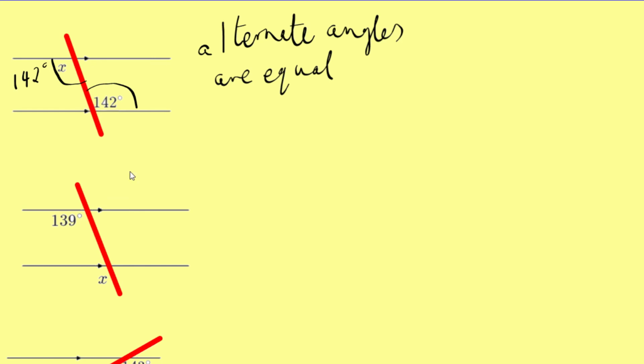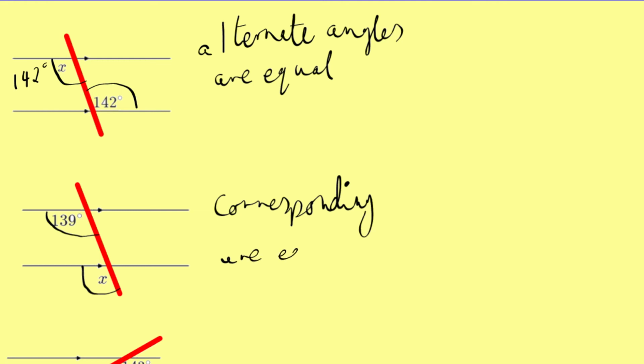Okay. Here we have, again, the line cutting through, but this time they're both on the same side of the line. So when they're on the same side of the line, they're called corresponding. And they too are equal. So 139 here is going to be the same as 139 here. So alternate angles are equal, corresponding angles are equal.